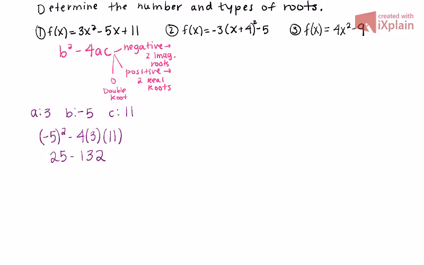132. So automatically I could see this is going to be a negative value. If you want to go ahead and plug it in your calculator to see exactly what you'll get, 25 minus 132 is equivalent to negative 107. So since I got a negative answer, I know that I will have two imaginary roots because I cannot have a negative discriminant and get a real answer.